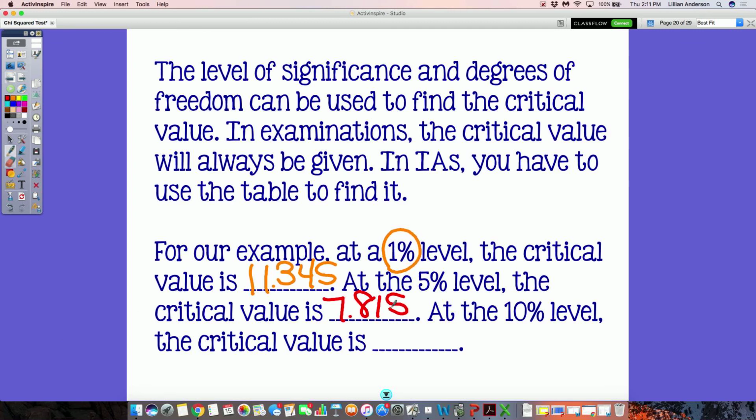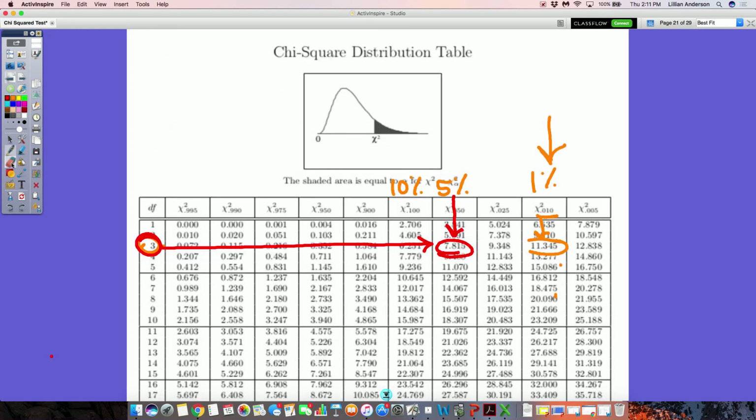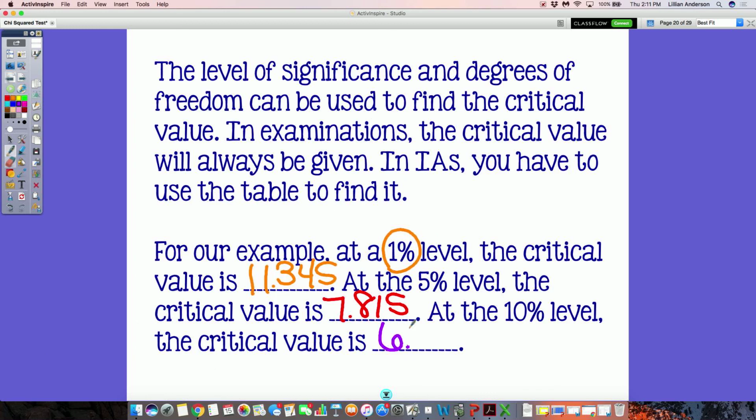At a 10% significance level, look at your table. What would your value be? 6.251. You see how it's used? And there you go. Again, for IAs, you'll have to figure out what this number is.